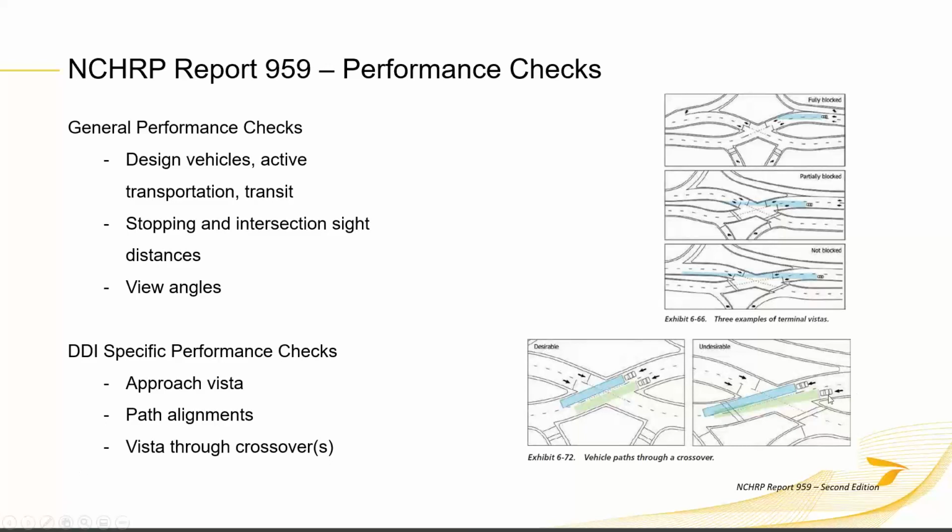Then, we have the path alignment. We don't want them to cross each other, not along our crossover tangents or upstream or downstream curves, and not beyond that. And then also we have the vista through crossover, which is that one. So that's basically the vista over crossover.